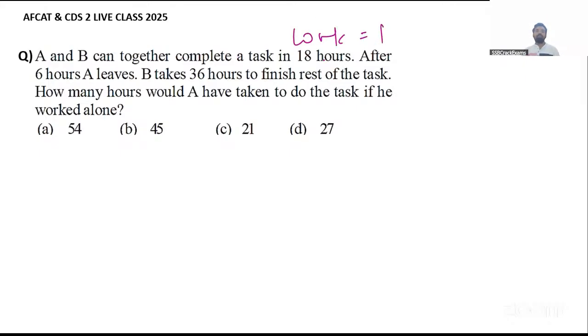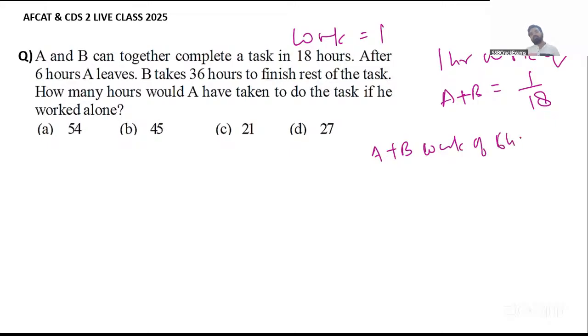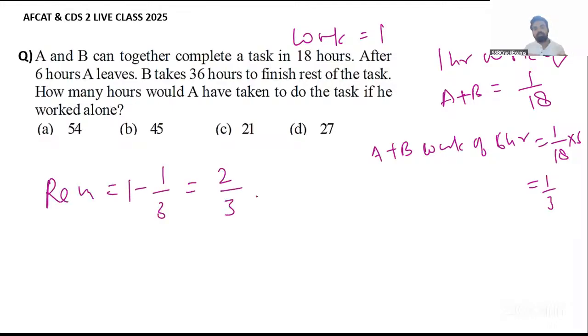A and B's 1 hour work together is 1 upon 18, right? After 6 hours, A plus B did the work of 6 hours. So it will be 1 upon 18 into 6, which is 1 upon 3. So they completed 1 upon 3 of the work. The remaining work is 1 minus 1 upon 3, which is 2 upon 3. Now B takes 36 hours to finish the rest of the work.